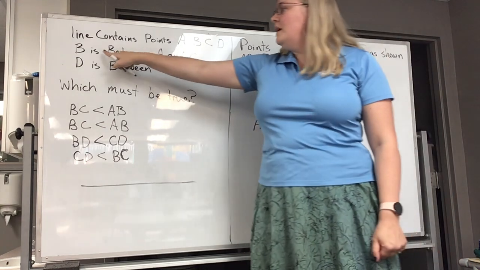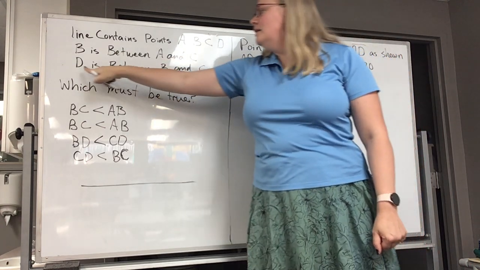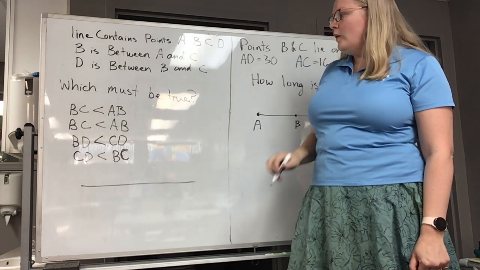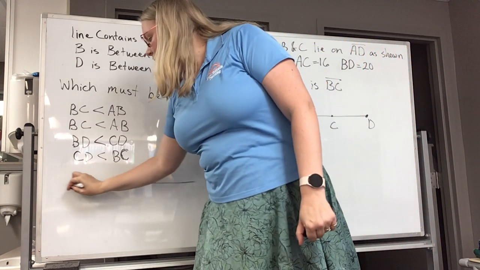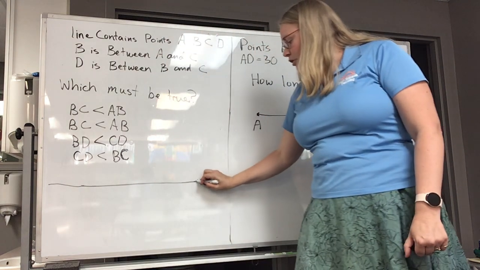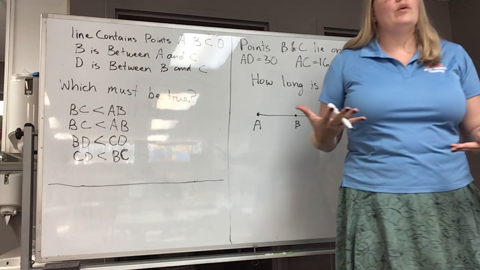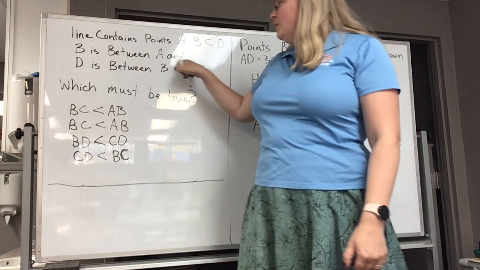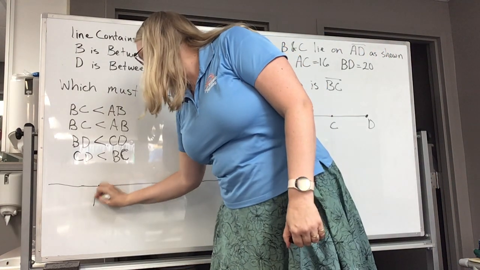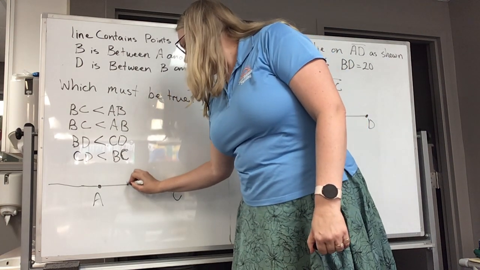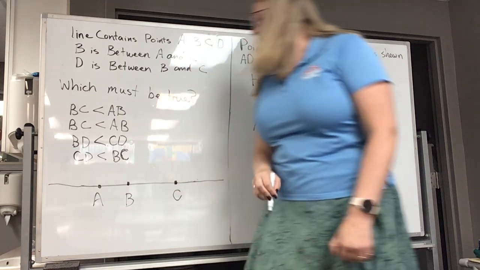We have B is between A and C. D is between B and C. So take advantage of the lineness. You don't have to get things on the very end. Give yourself some wiggle room. B is between A and C. Okay, here's A. Here's C. Here's B.